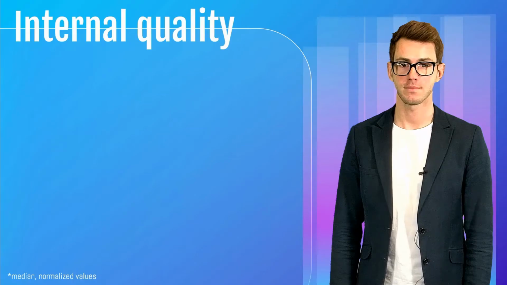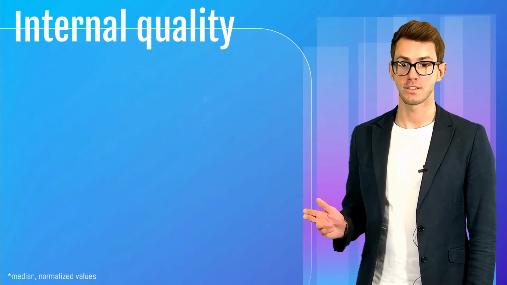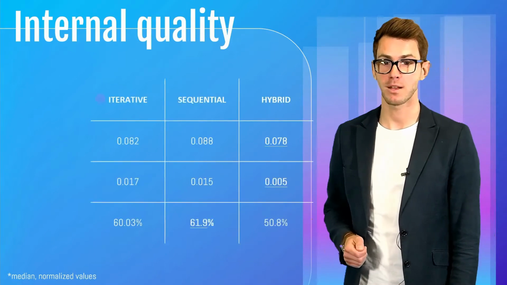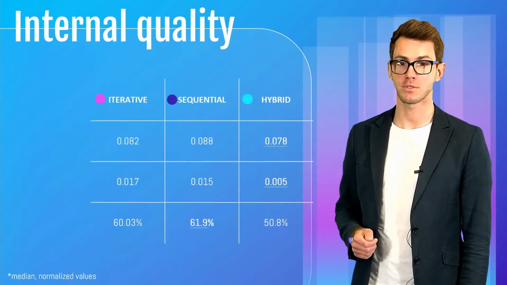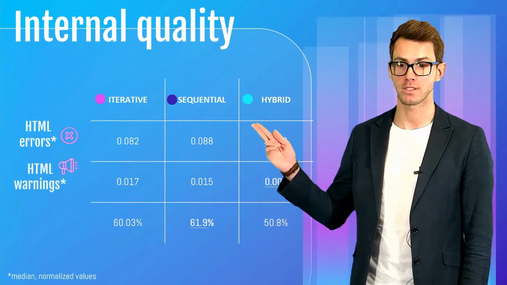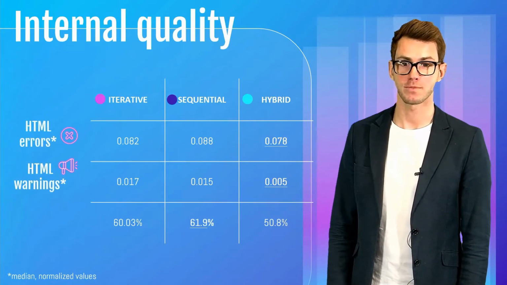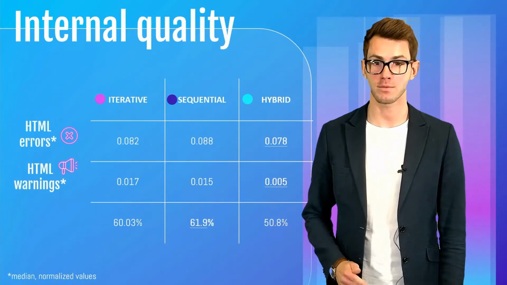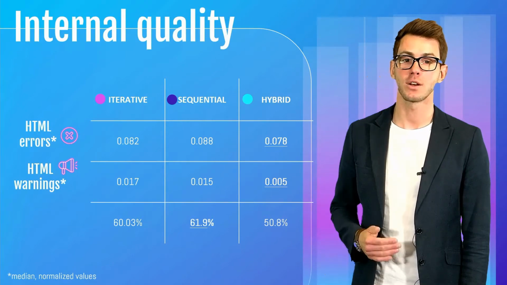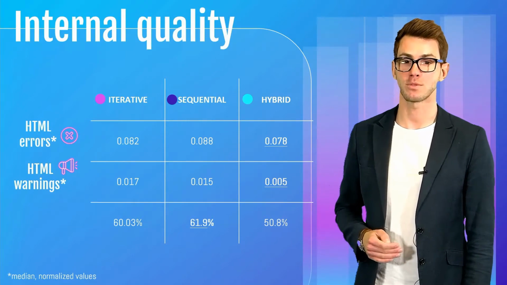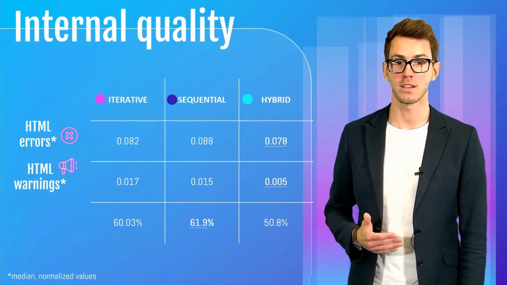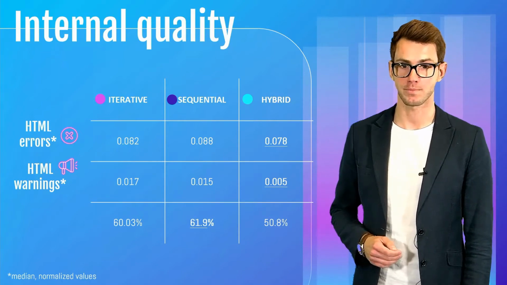Taking a look at the internal project quality, the hybrid laboratory group scored best in terms of number of errors and warnings per line of code. This could be linked to the practice aligned team structure with project architecture, which asks every member to take on responsibility of a part of the project, including the quality of the code.